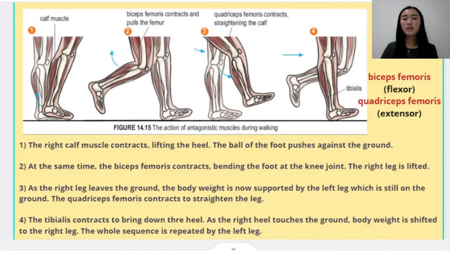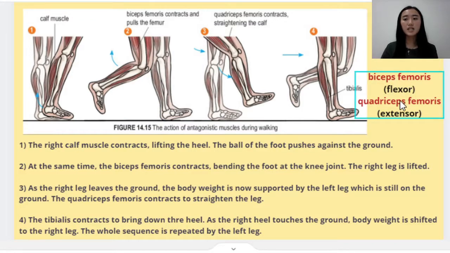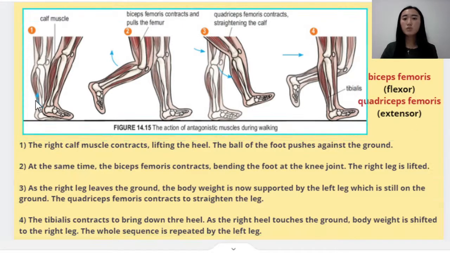And what happens when a human is walking? The biceps femoris is the flexor and the quadriceps femoris is the extensor. First, when a human is walking, the right calf muscle contracts, the first diagram here, and it lifts the heel. The ball of the foot will push against the ground. At the same time, the biceps femoris will contract, bending the leg at the knee joint, and the right leg is lifted now.